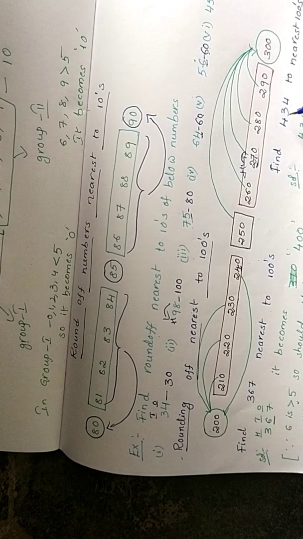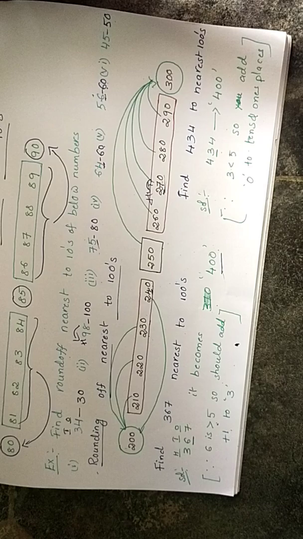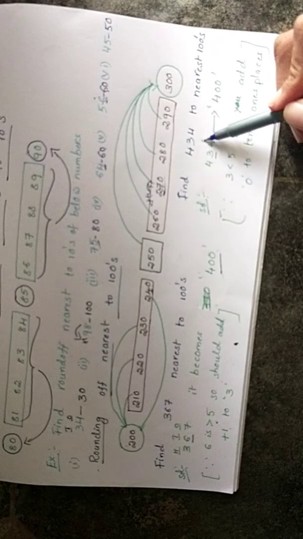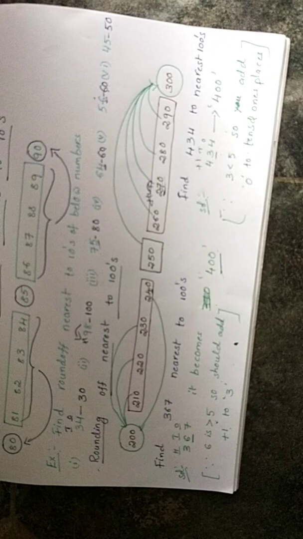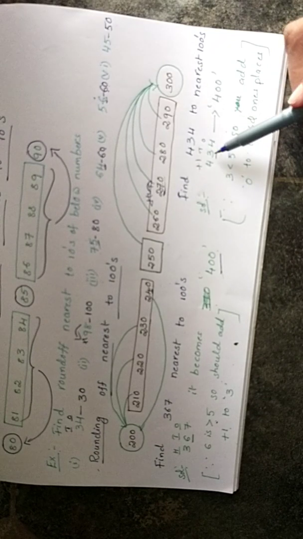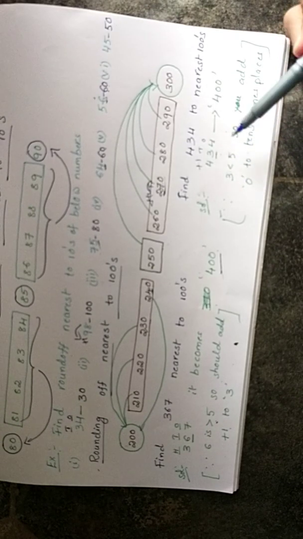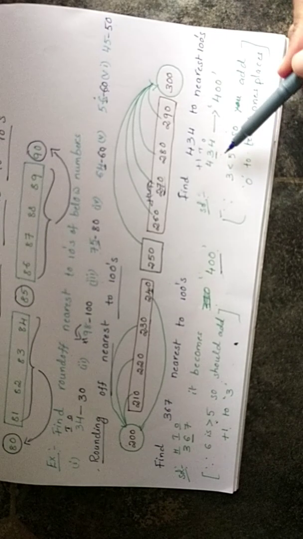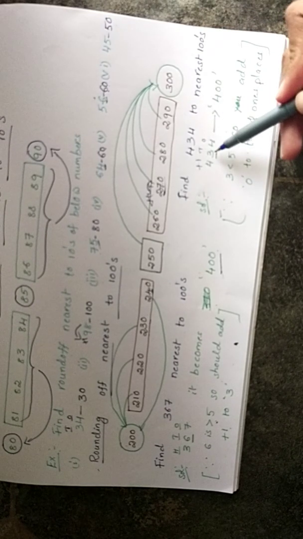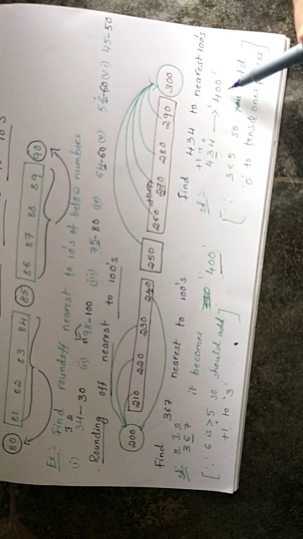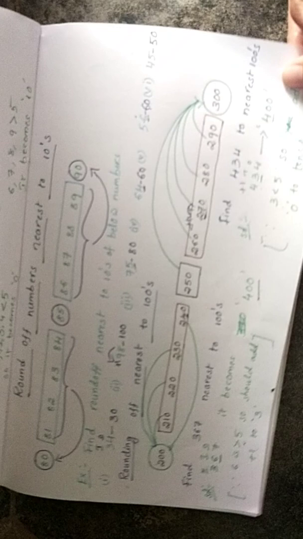Next, come here. 434 to the nearest hundreds. Here 434. Ones, tens, hundreds. Here 4, and next in the tens place 3 is there, so 3 is less than 5. So what is the rule? Remember the rule. Less than 5 means the remaining 2 digits will be exactly 0. So 4 is not changed, less than 5 means, that's why 400. Okay children.